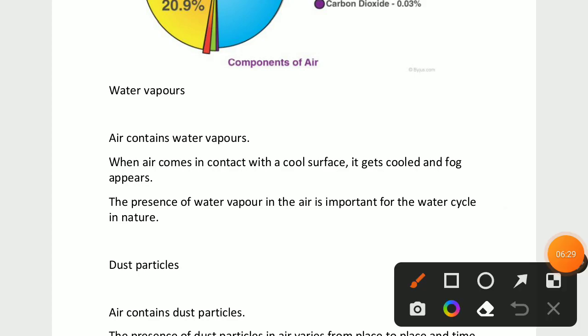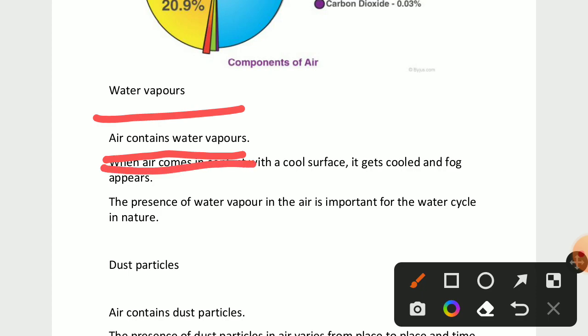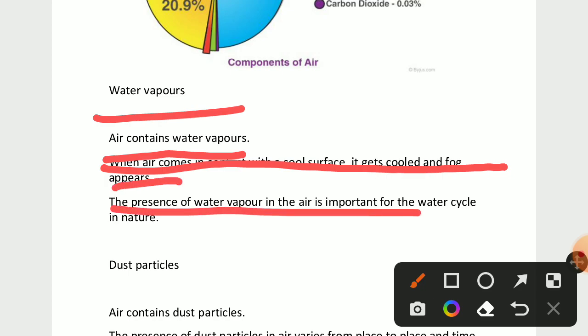First we'll see about water vapor. Air contains water vapor. As I told, air is a mixture of gases, water vapor and dust particles. When air comes in contact with a cool surface, it gets cooled and fog appears. The presence of water vapor in the air is important for the water cycle in nature.